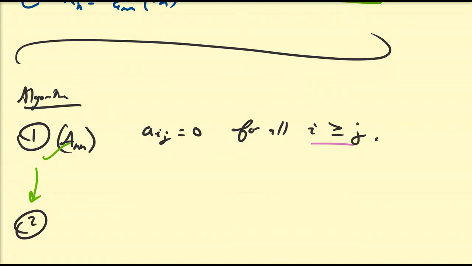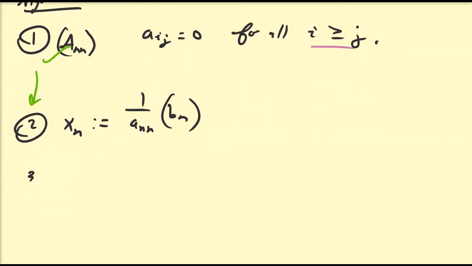So we define x_n to be, well, it's not really defined, but it's pretty much starting the iteration off. So a_nn times b_m, right? And then we can start the iteration process.